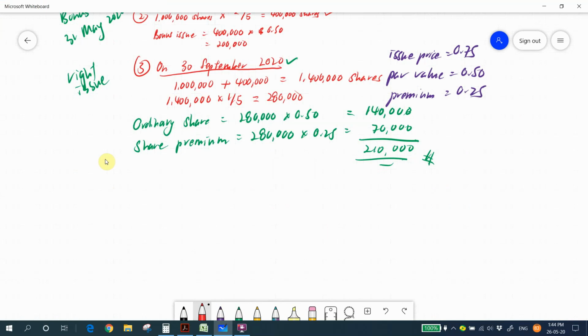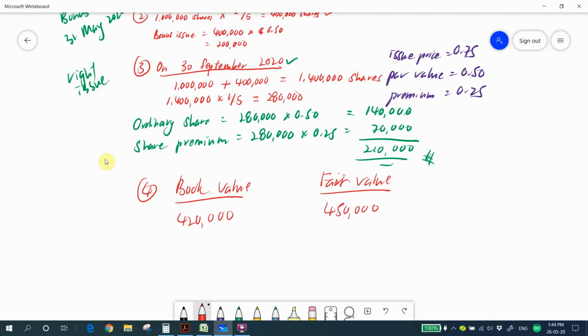So for number 4, this is fair value on the property. The book value of the property is 420,000. The fair value of the property is 450,000. So from 420 to 450, increase or decrease in fair value? The answer is increase in fair value, and the increased amount is 30,000. So we have to reflect this increase in fair value in the revaluation reserve.